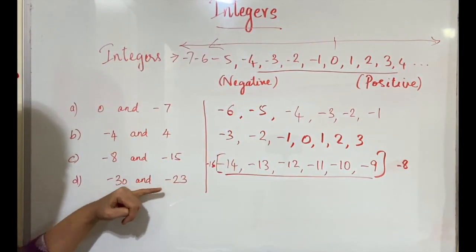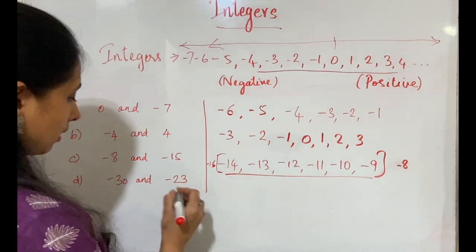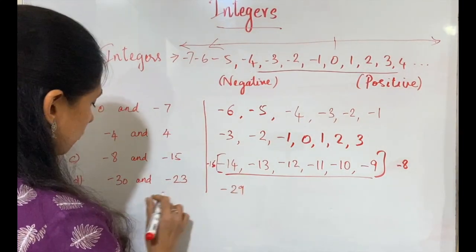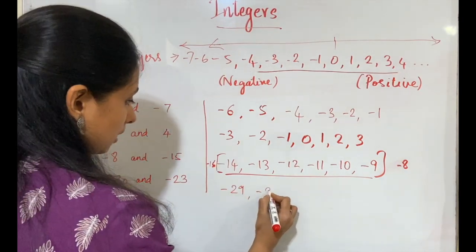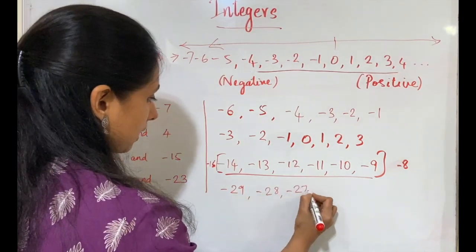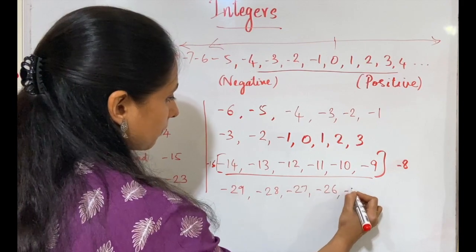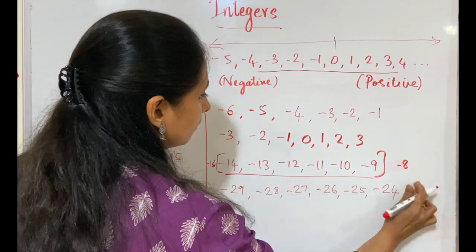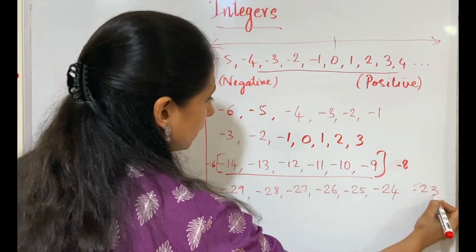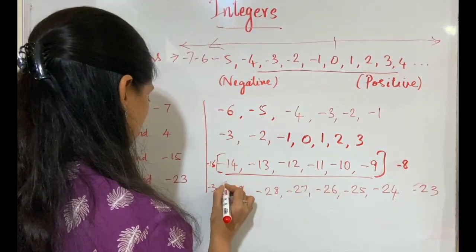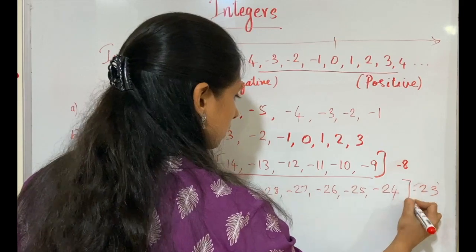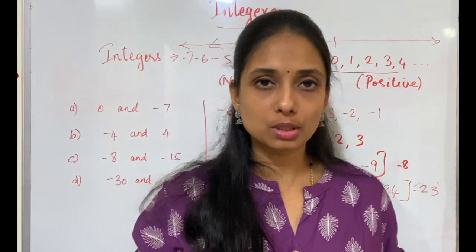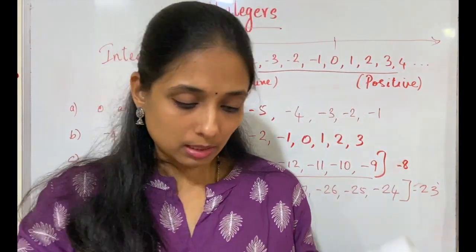Then from -30 to -23, which is least? -30 is least. So I'm starting with -29. Okay, -28, -27, -26, -25, -24. Here we have -23. Here we have -30. So in between these two, we have all these integers. Okay, are you clear? Okay, let's go to the next problem.